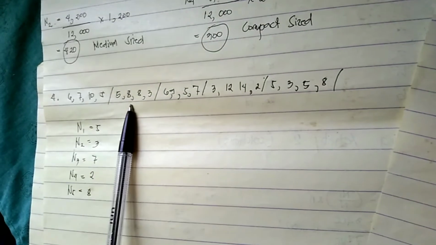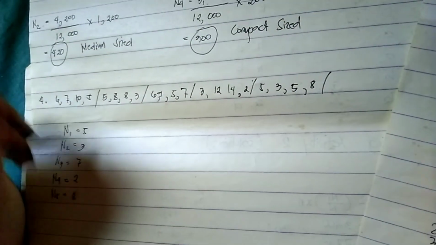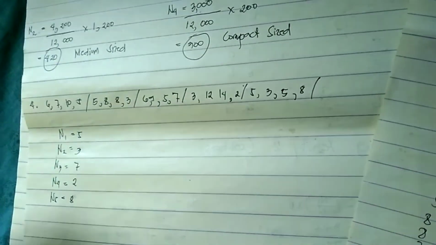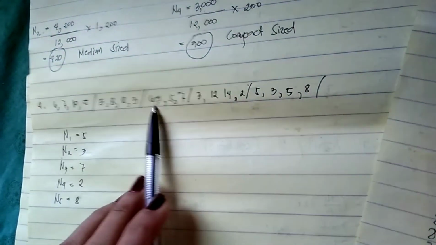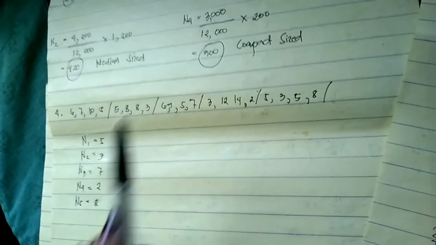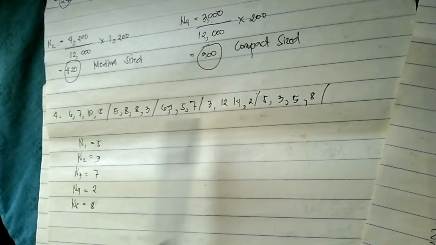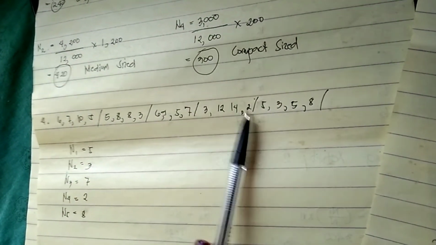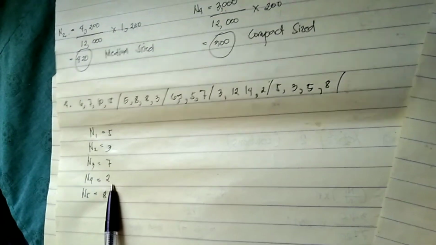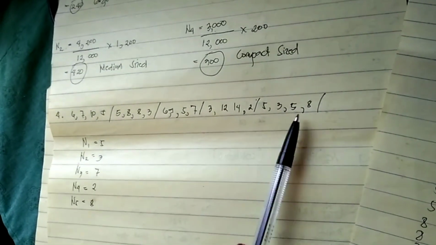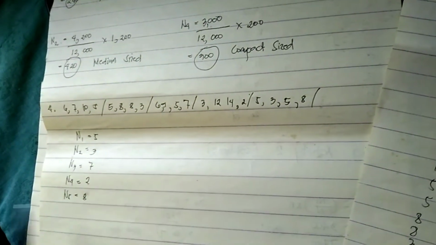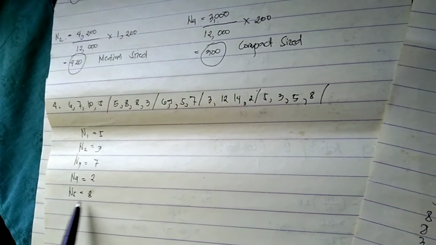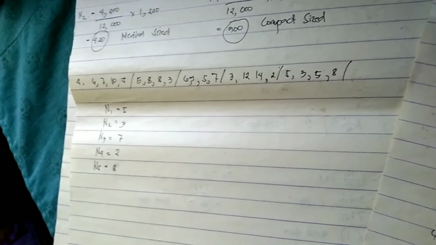So 6, 7, 10, 5. So 5 is the last number, which is the answer for N1, 5. So 5, 8, 8, 3. The last number is 3, so that is the answer for N2. So 6, 9, 5, 7, third group. The last number in the third group is 7, so that goes to N3. So 3, 12, 14, 2. Fourth group, 2 is the last number, so it goes to N4. 5, 3, 5, 8. The 8 is the last number, so it goes to the last group, which is the fifth group. It goes to N5. So that could be all.